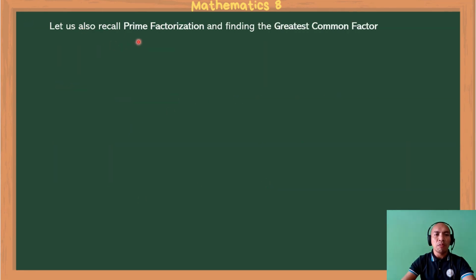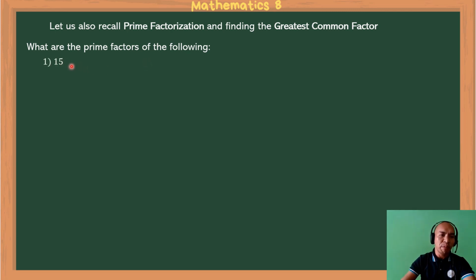Let us also recall prime factorization, or finding the GCF, the greatest common factor. What are the prime factors of the following? For example, 15. What are those two numbers that you are going to multiply to get 15? In elementary, we use branching. This is 3 and this is 5. So 3 times 5 is equal to 15. Notice 3 and 5 are both prime numbers. Therefore, the prime factors of 15 are 3 times 5.